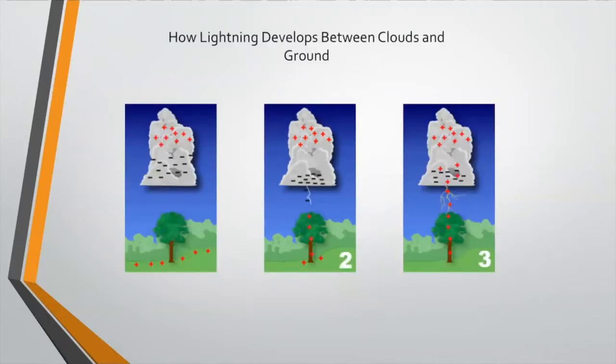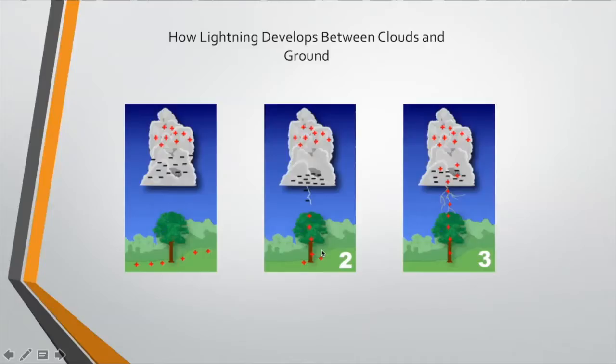Then let's see how lightning develops between clouds and ground. As we saw before, here in image 1, the thunderstorm gathers another pool of positively charged particles at the ground level. Here shown. The differences in charges keep increasing, so positively charged particles rise up tall objects like trees, as shown in image 2. So all the positively charged particles go up the tree, and the others remain here on the ground.